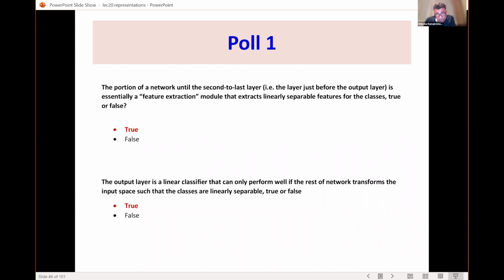The second one is not false, right? Because the output layer is a linear classifier. If the data input to it are not linearly separable, it's going to fail. So for the output layer to do a good job, the rest of the network must transform the input space such that the classes are linearly separable. That making sense? Those of you who answered false, right.